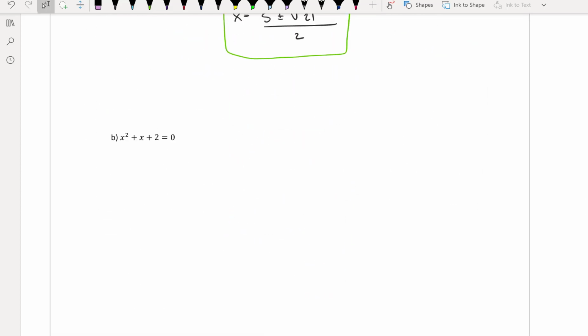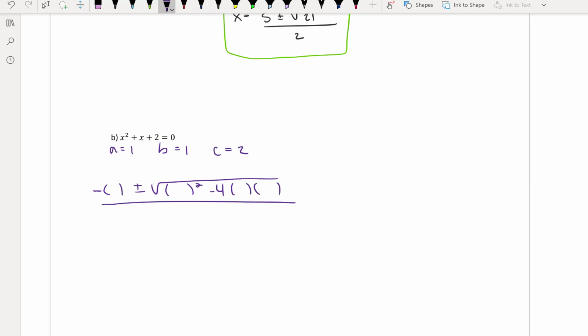For part B, we have the exact same process. So, okay, we have that our a value is equal to 1, the b value is equal to 1, and our c value is equal to 2. Since I already know my formula, I know it's negative b plus or minus the square root of b squared minus 4a times c all over 2 times a.